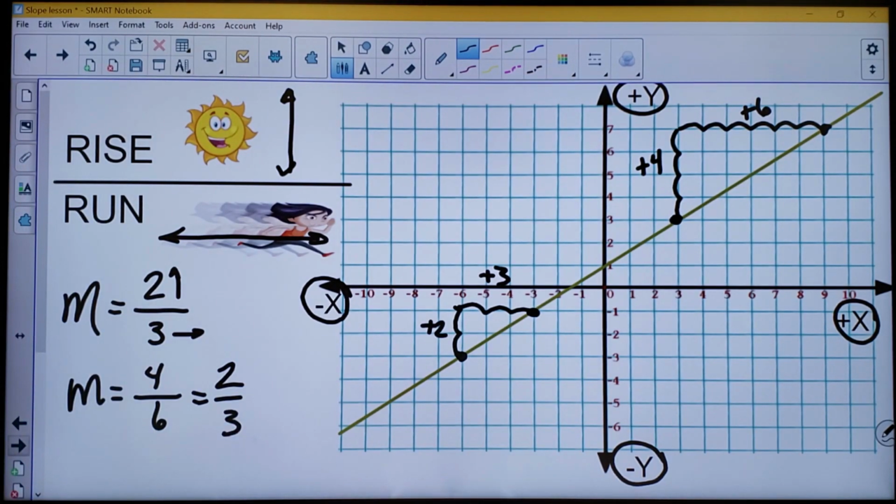And so for any line on a graph, we can look between any 2 points. Any 2 points on a straight line will have the exact same slope. You might just have to reduce the fraction.